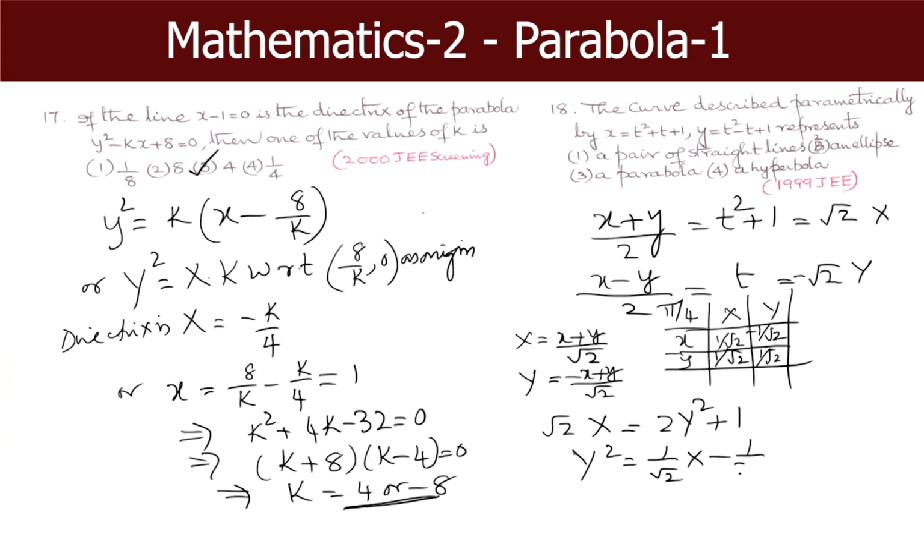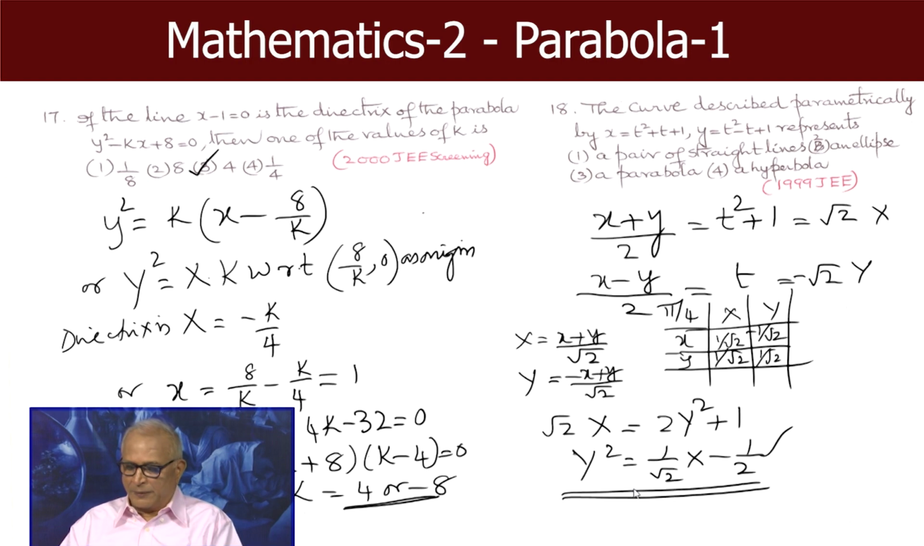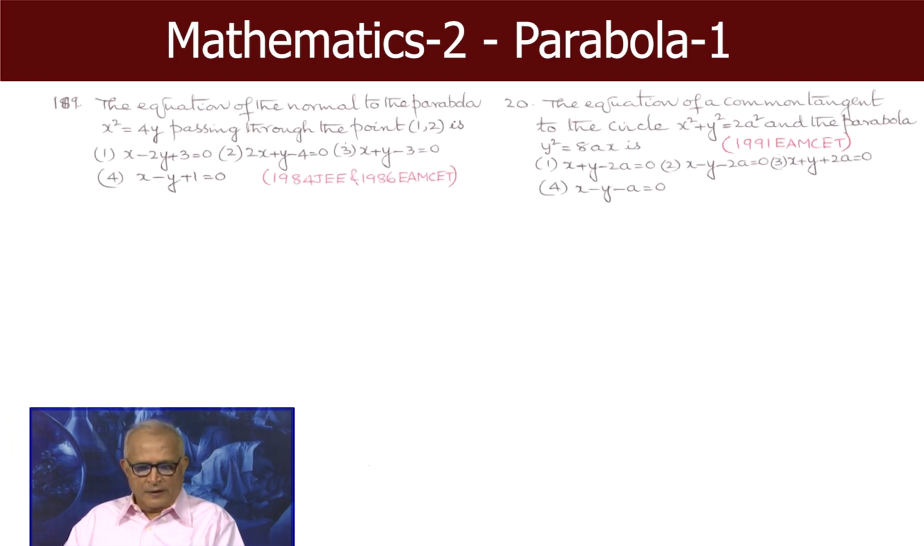minus 1/2. So clearly this is a parabola, more or less in the standard form y square equal to 4ax. With a little translation it is not even needed; here you can easily see it. This is the advantage. So this is a parabola. That's the 99 JE answer. Next, 19.